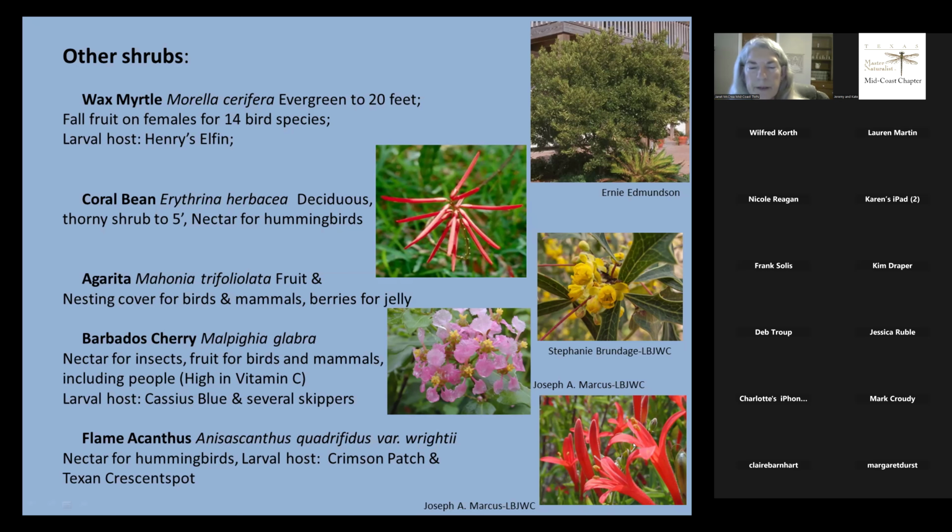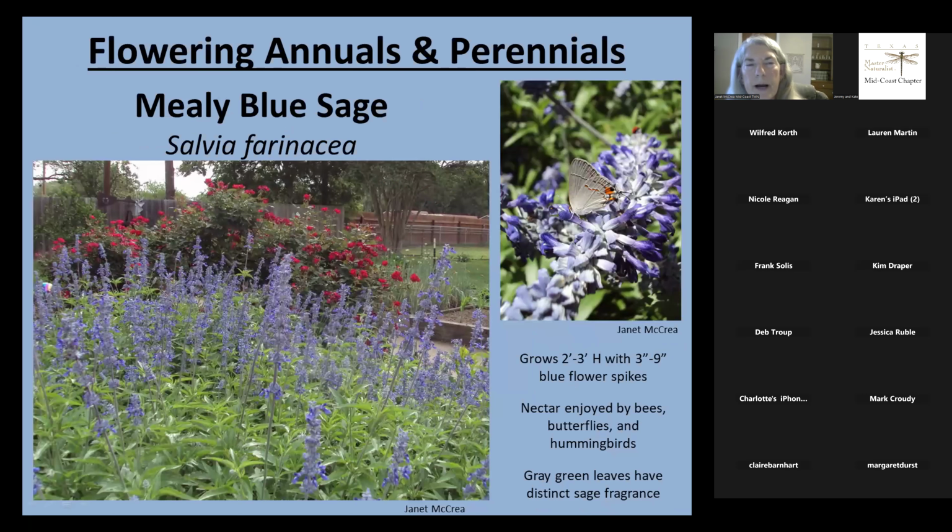And then the bottom down here is Flame Acanthus, very drought tolerant. The flowers can range anywhere from a yellow to a deep orangey red, depending on the different variety that you have. But they are great nectar plants for hummingbirds, and they're larval hosts for the crimson patch and Texan crescent spot butterflies. Then we're moving to our annuals and perennials.